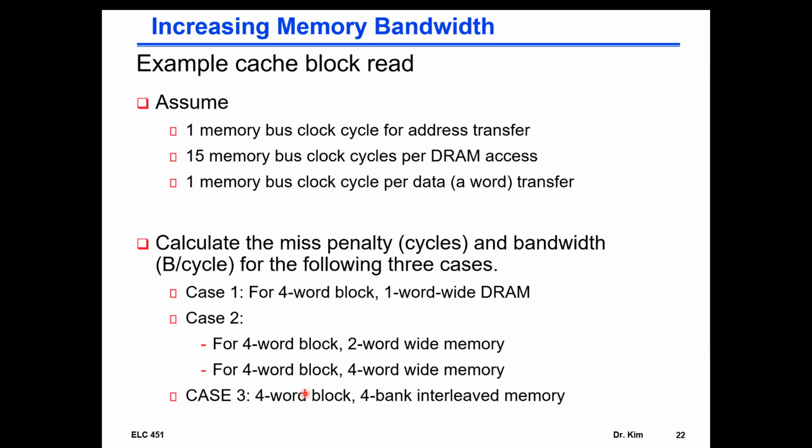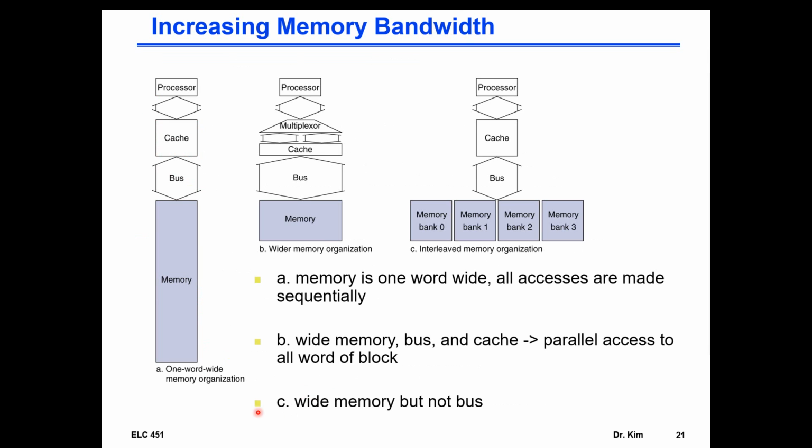If I go back to the previous slide, the first case is where I have 4 words for the block. Every time there is a miss, I have to come here and get 4 words, but I can only get 1 word at a time because this is a narrow bus. Here are cases 2 and 3. I can have this be 2 words wide and then do 2 cycles and get 2 at a time. Or I can have this 4 wide and just have a single transfer of all 4 words for the block.